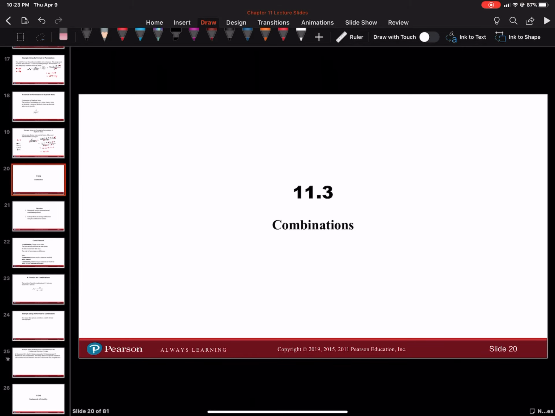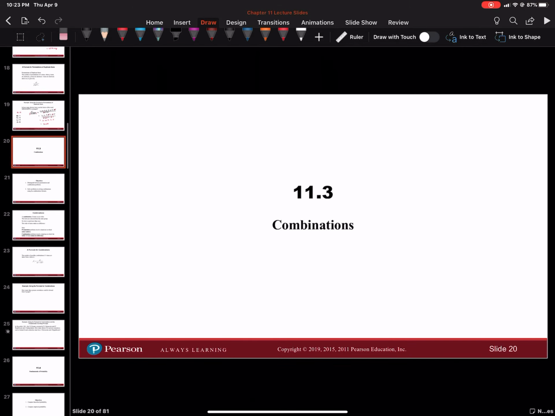Hello class, today we'll be talking about 11.3 and we'll be talking about combinations. Remember last section we talked about permutations. When we dealt with permutations, the order mattered. Now when we talk about combinations, we're going to say that the order doesn't matter.